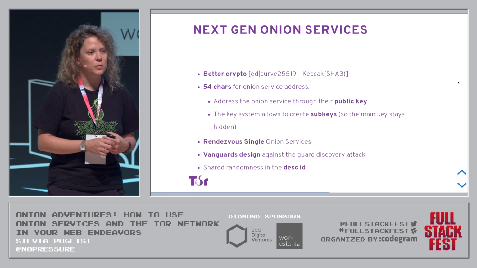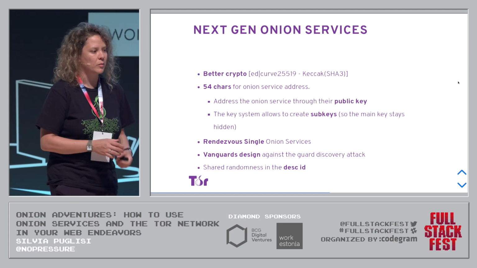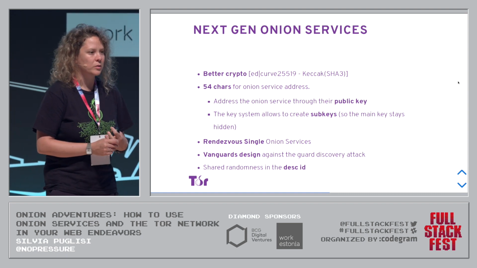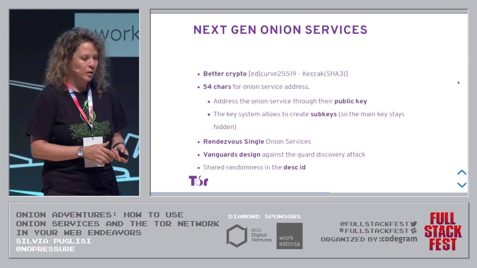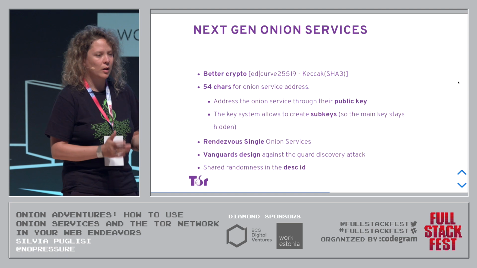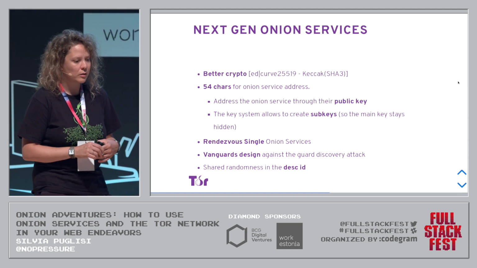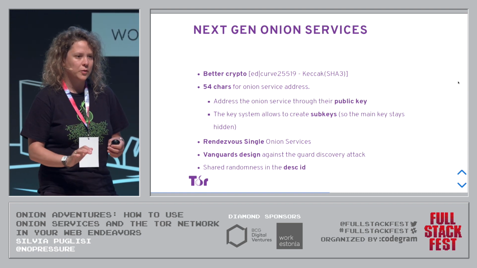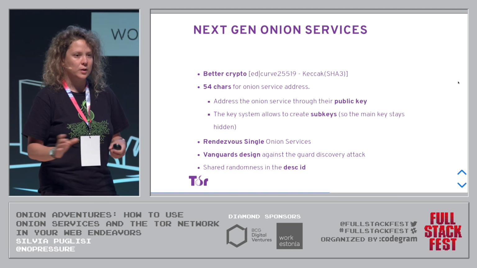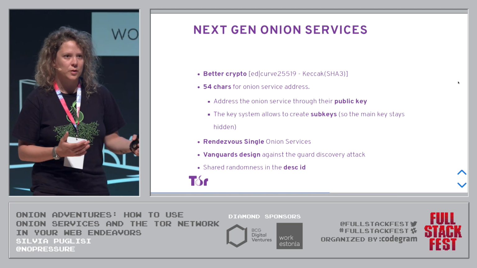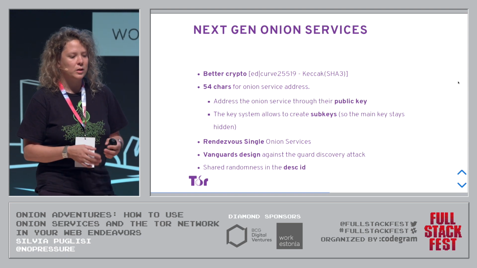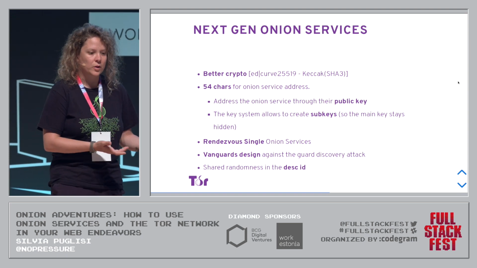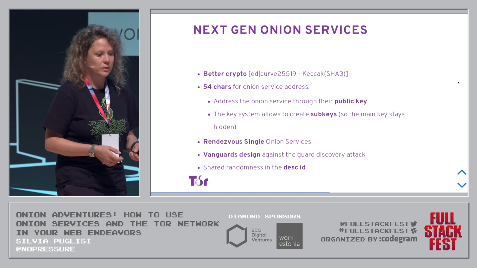Next generation onion services were launched last year, and they had some other features that were introduced. For example, one of these features was better cryptography. We use SHA-3 now. The service address is now the public key of the service directly. And one very good property is that you can create subkeys from the main key so that you can share different keys for different purposes with different people, for example, so that the main key can stay hidden and ensure that the identity of the service remains secret in a way.